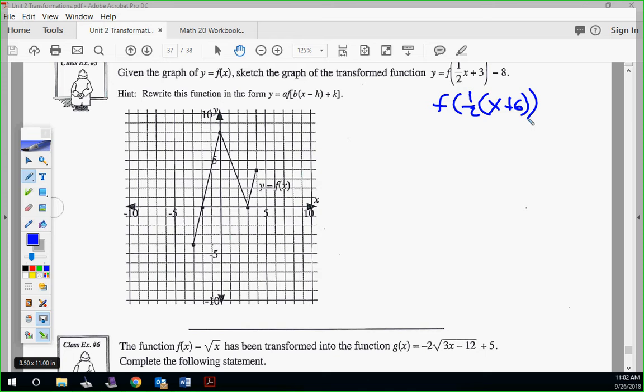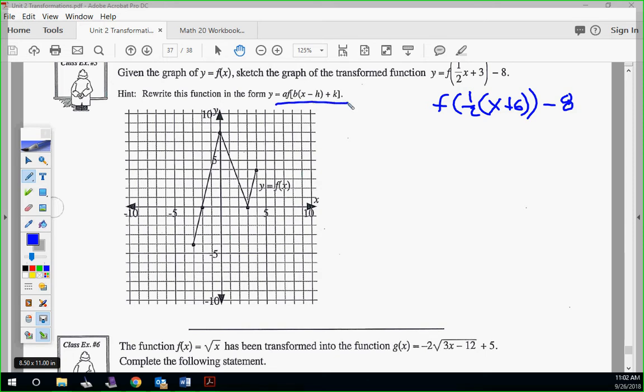Let me state that again. I pulled the 1/2 out so we can see our stretch. When I do that, now I can see my translation. Remember, when you pull fractions out like that, it's like multiplying by whatever that is. If I pull out a third, I'm multiplying everything by 3. If I pull out a 1/12, I'm multiplying everything by 12. It's that same type of idea. And then minus 8 is still out here. So now it's in the form they asked me for. I can see everything now.